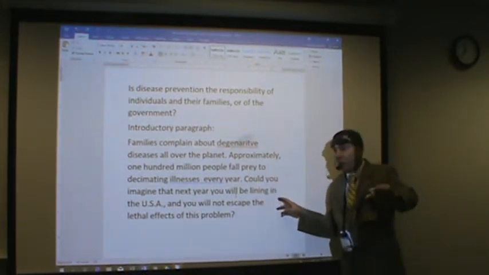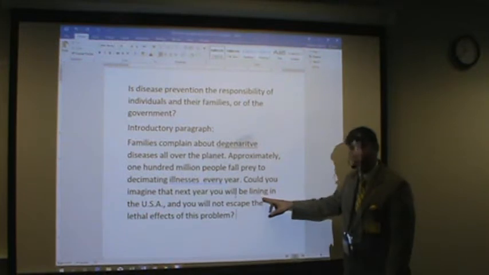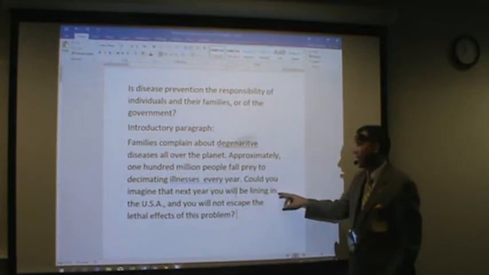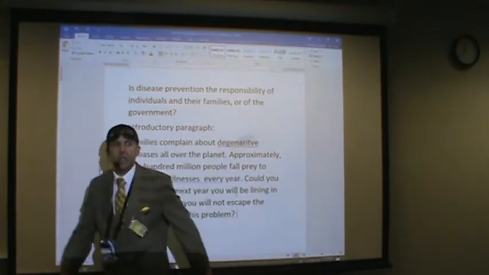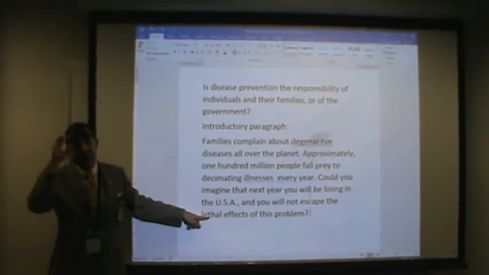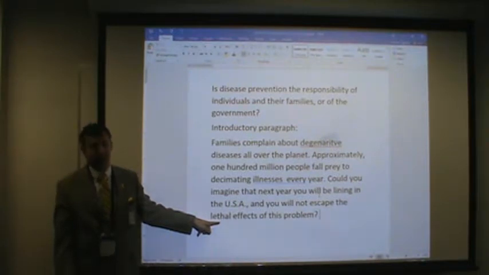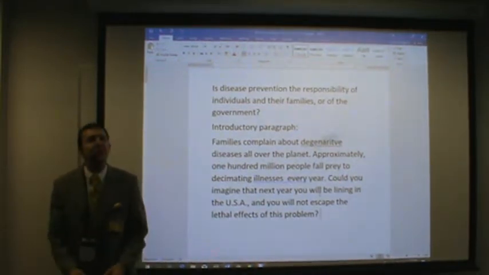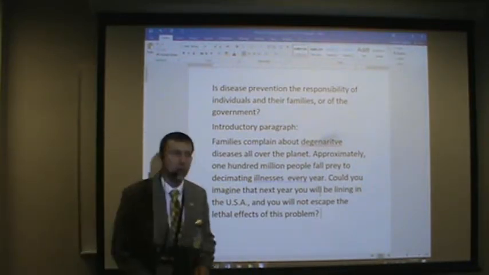Number two, could you imagine that next year you will be living in the USA and you will not escape the lethal? See, no underline. It is correct, but grammatically it doesn't make sense. Hey, if you see this word in a question asked to you, are you going to be indifferent to this? No. You are going to pay attention. The lethal effect of this problem. Now is the time to start the thesis statement with the 3 elements that we chose. Okay? So let's take a look.